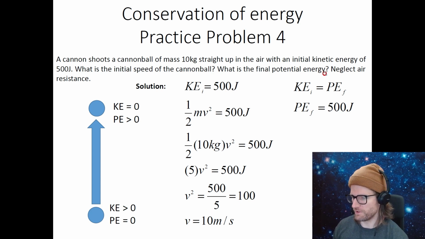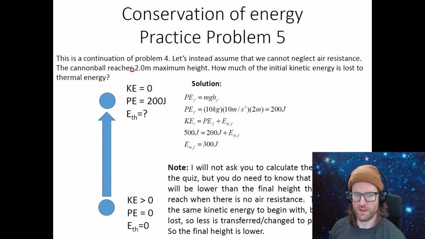What's the final potential energy? Since we're neglecting air resistance, the kinetic energy initially has to be equal to the potential energy final. So 500 joules. That's an easy one. Okay, let's continue. Let's instead assume that we cannot neglect air resistance, so we're going to have some loss from friction. The cannonball reaches 2 meters maximum height. How much of the initial kinetic energy is lost due to thermal energy?